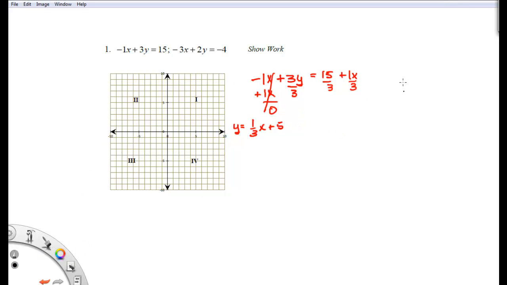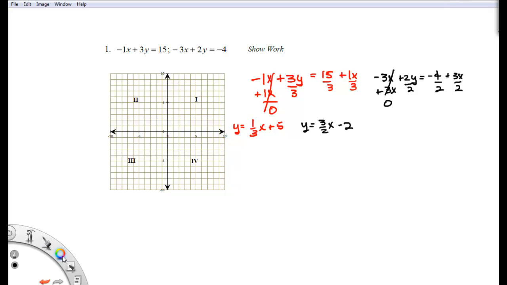Now we'll do equation B. I'll do that one in black. I've got negative 3x plus 2y equals negative 4. We'll add the x term to each side, which is what we always do, add the x term to each side first. That cancels to 0, so it's gone. Then we divide by the number in front of the y. So that equation is y equals 3 over 2x minus 2.